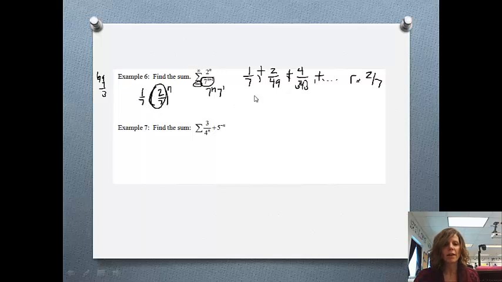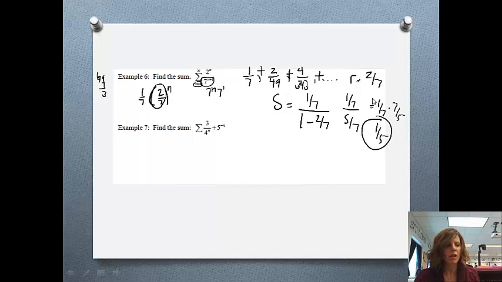And again, when I go to get the first term, I usually actually like to find it myself instead of trusting the formula. So I'm going to get the sum is equal to a, which is the first term, is 1/7 over 1 minus the common ratio. The common ratio is 2/7. So this will be 1/7 over 5/7. So I'll get 1/7 times 7/5. My sum will equal 1/5.